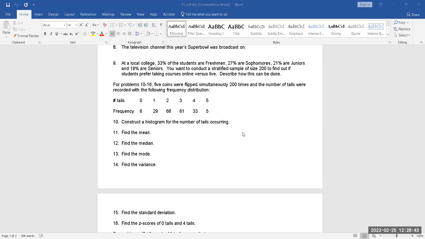So the sum of the values is going to be 6 zeros plus 29 ones plus 66 twos plus 61 threes plus 33 fours. And finally, we had 5 fives. This is the equivalent of me going 0 plus 0 plus 0 plus 0 plus 0, all the way to 5 plus 5 plus 5 plus 5. Nobody in their right mind is going to sit there and do this 200 times because you're seeing the same values over and over again.